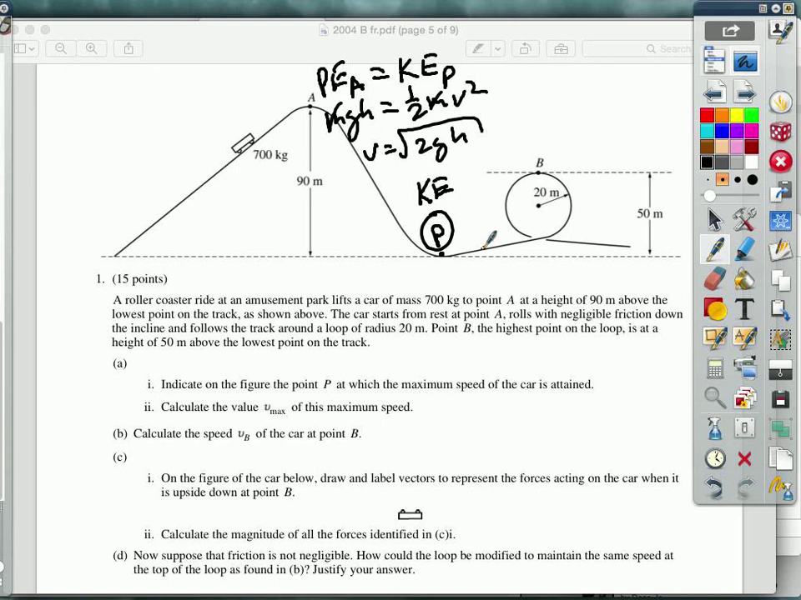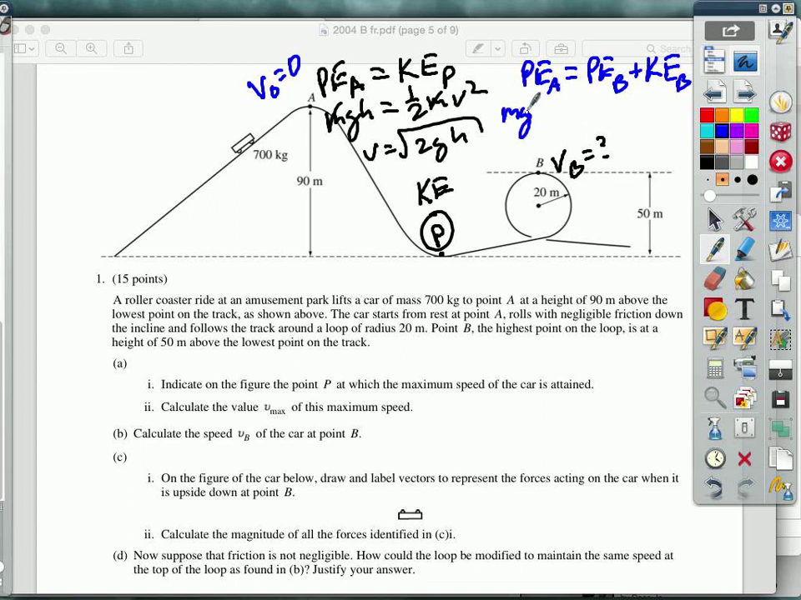Then it says calculate the speed VB at point B. So now we want the velocity here. So I have to do my energy statement again, but from a different place. So I'm going to start with PEA again, because it started from the top. Also, we were given that VA is 0, so I never had to worry about the KE at A. And I say that's going to equal PE at point B plus the KE at point B.